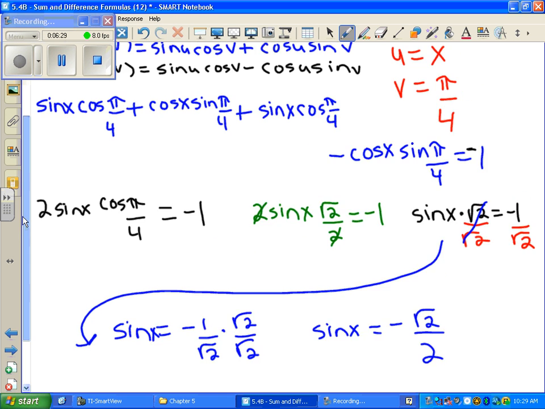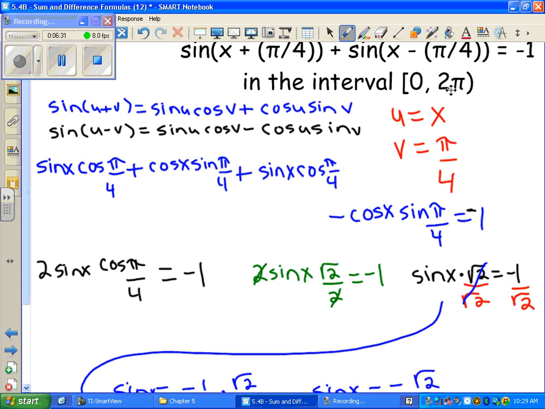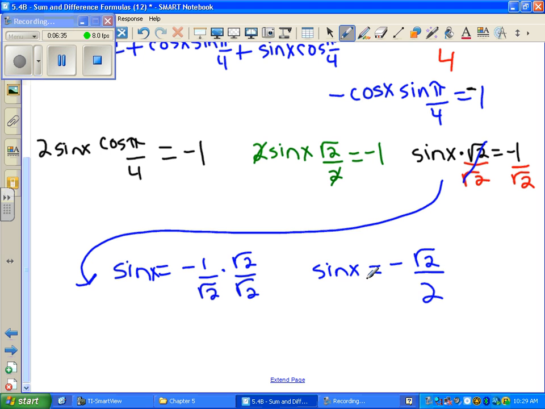The question that I have to ask myself is, in this interval right here from 0 to 2 pi, so once around the unit circle, where is the sine of x equal to negative root 2 over 2? And from your unit circle, you should remember that x equals 5 pi over 4, and x equals 7 pi over 4.